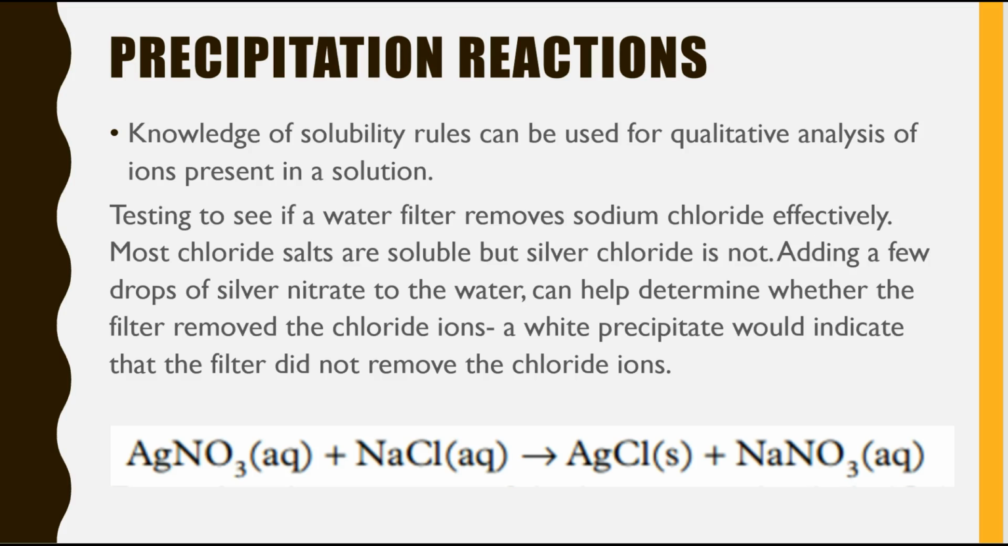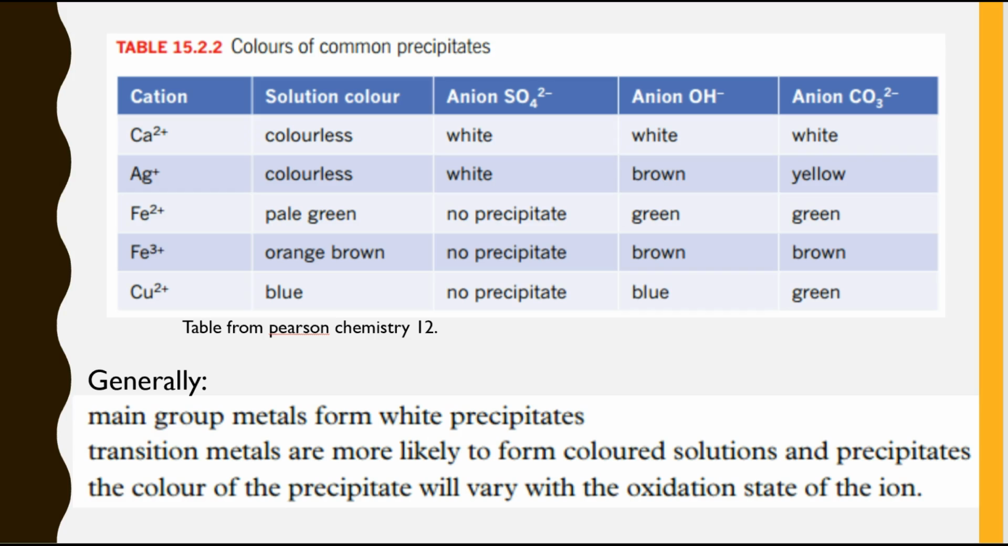So if we add some silver nitrate to that water, it can help determine whether the filter actually removed the chloride ions, because a white precipitate, silver chloride, would indicate that the filter did not in actual fact remove those ions, and you can see that in this equation below here. You've got our silver nitrate, which is what we're adding to our solution here, and if we get this formed, we know then that in fact the filter hasn't done its job.